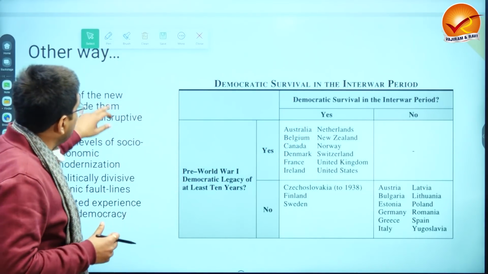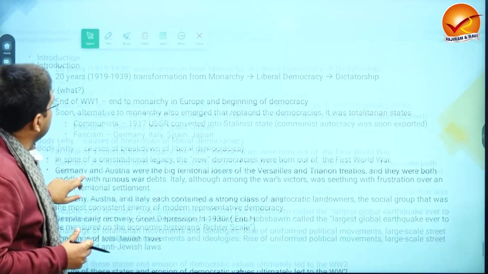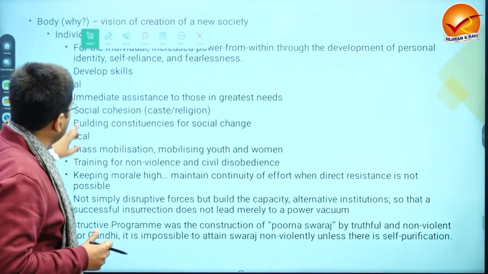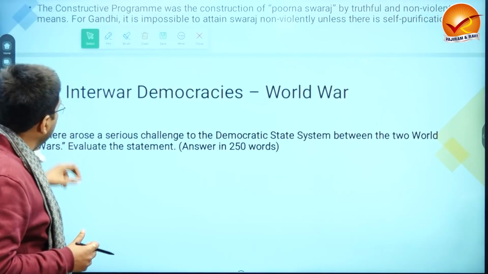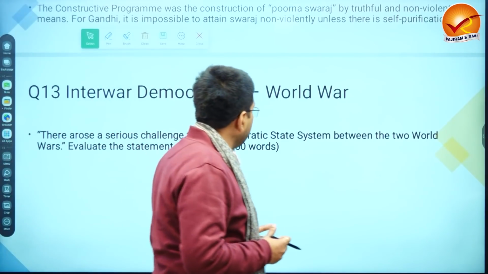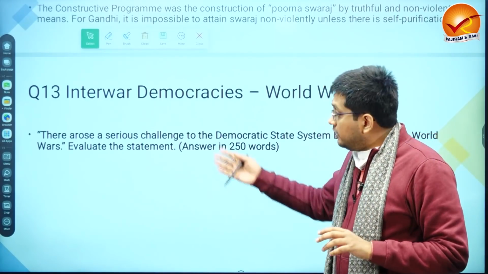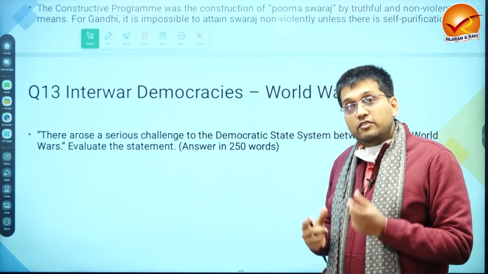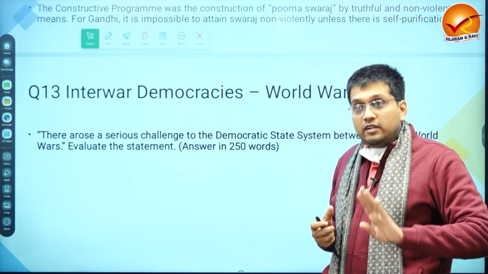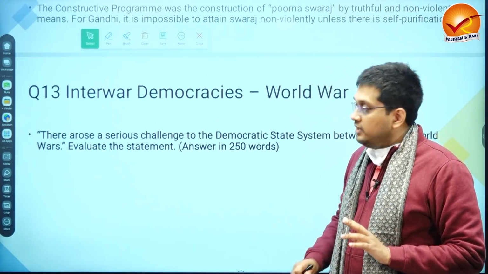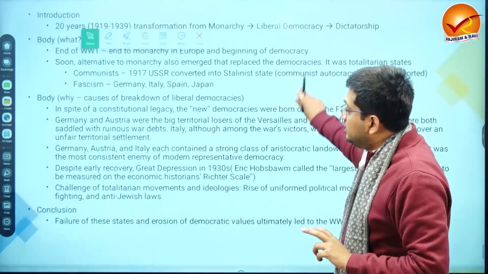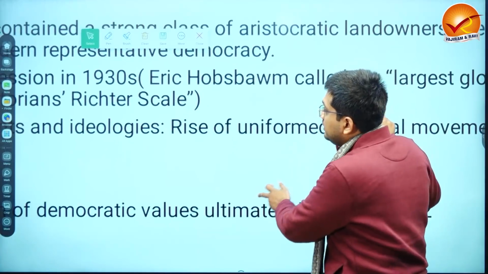So if you read the question again, the question reads: there arose a serious challenge to the democratic state system between the two world wars. That's all. What kind of challenge, we have already listed. Which states, we have also listed. But did all states collapse? No. Some states collapsed, some states did not. So what would be the reason behind that?